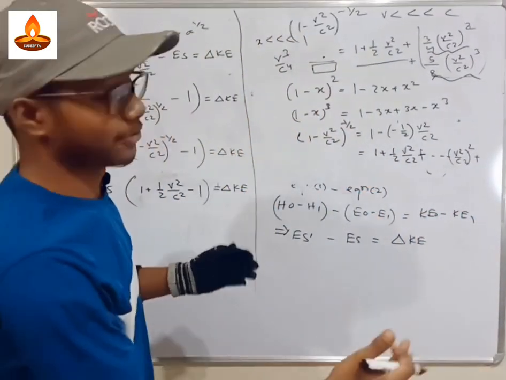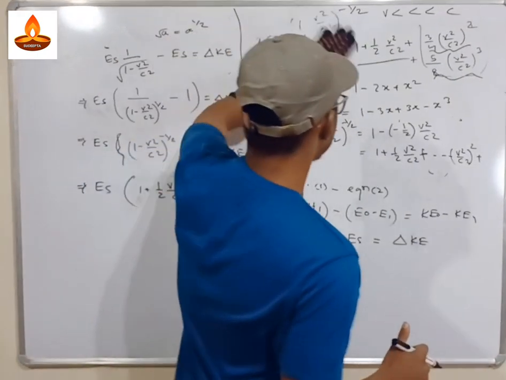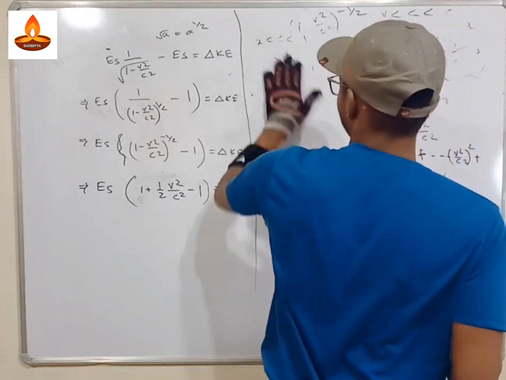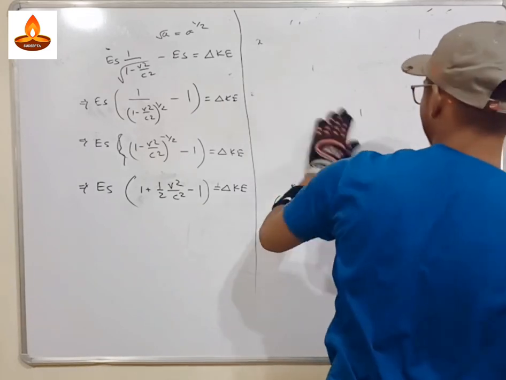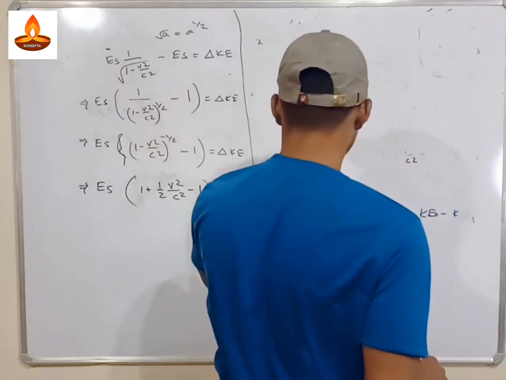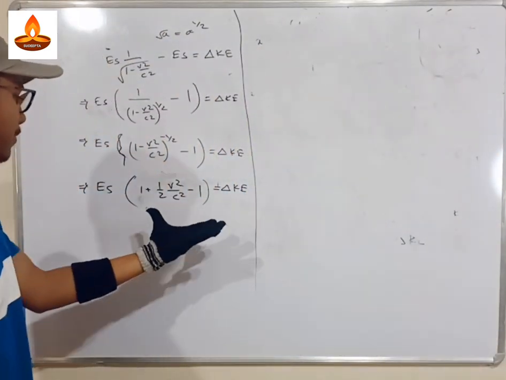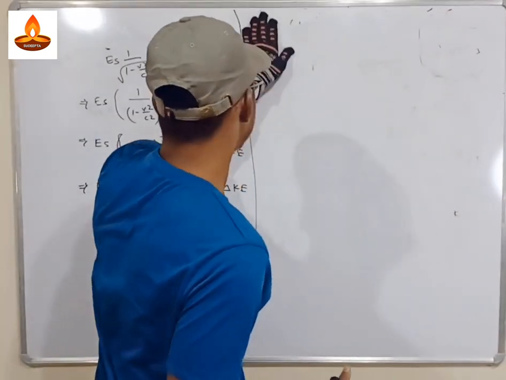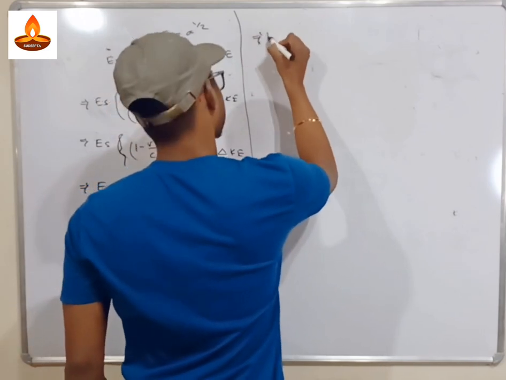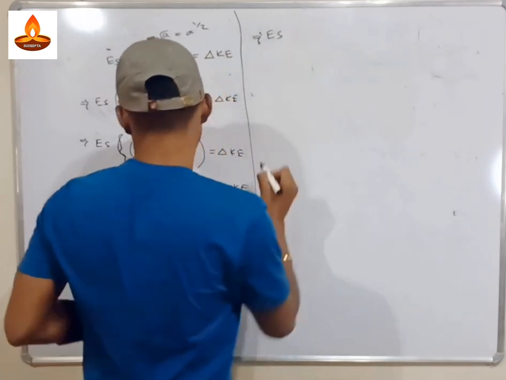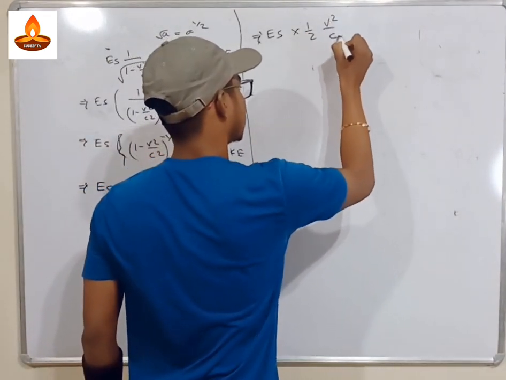Okay, next we are going to the next step. Do you understand from this point? From here we are going to look at this. So here the 1 and 1 cancel out, that is 1 into v square upon c square.